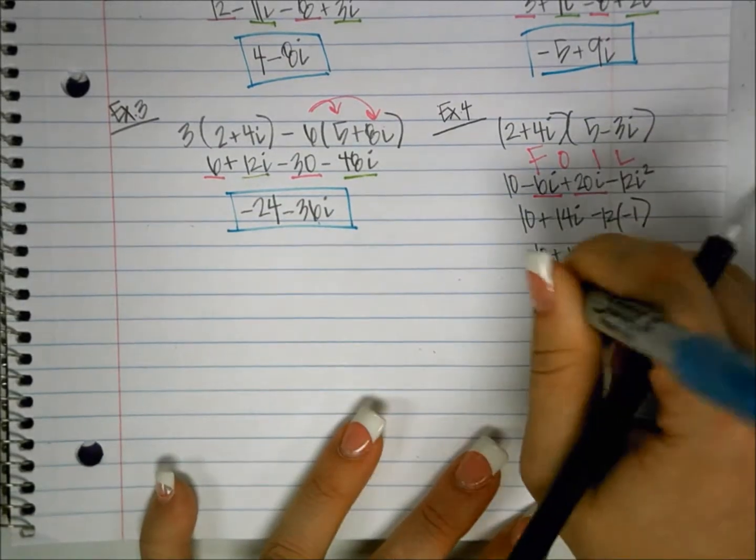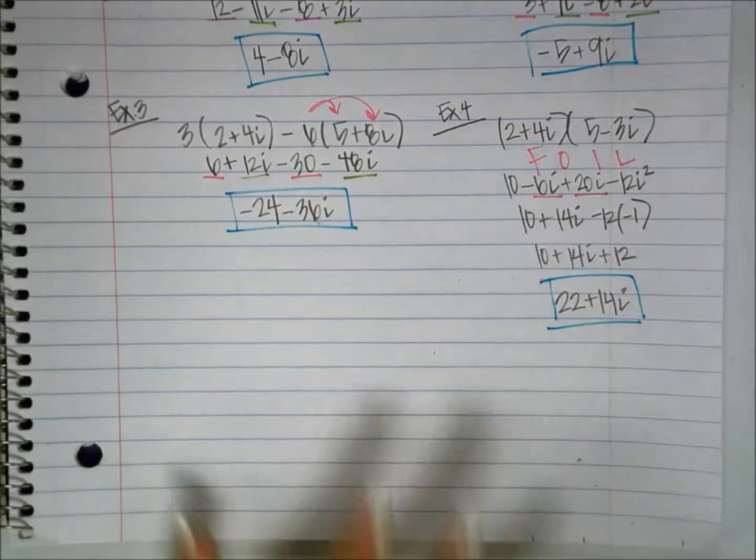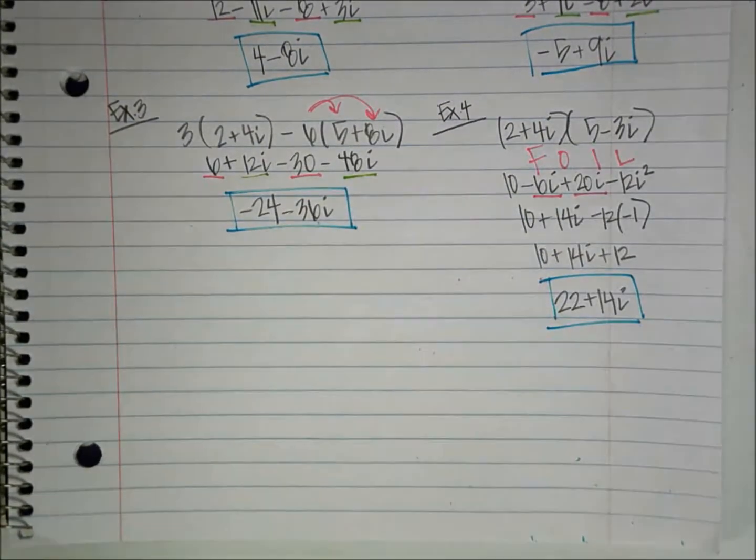So make sure that you fully combine like terms. When we simplify, we know that i squared becomes negative 1. Multiply it, do not add it. Be careful there. And then you can finally combine like terms. Questions so far?